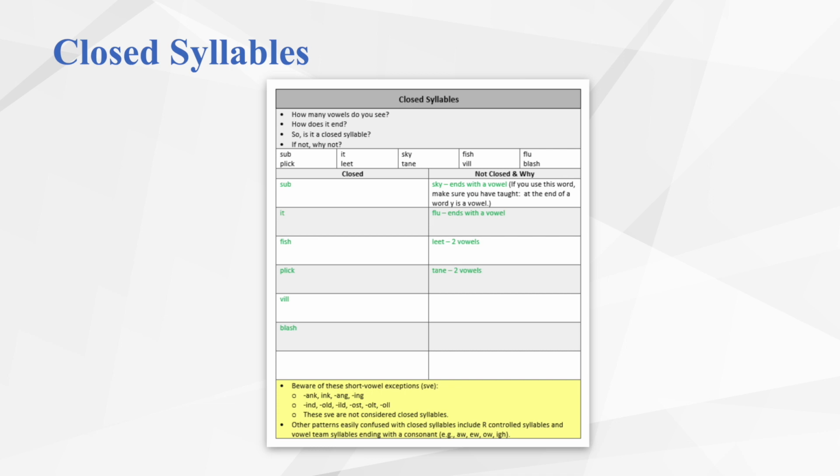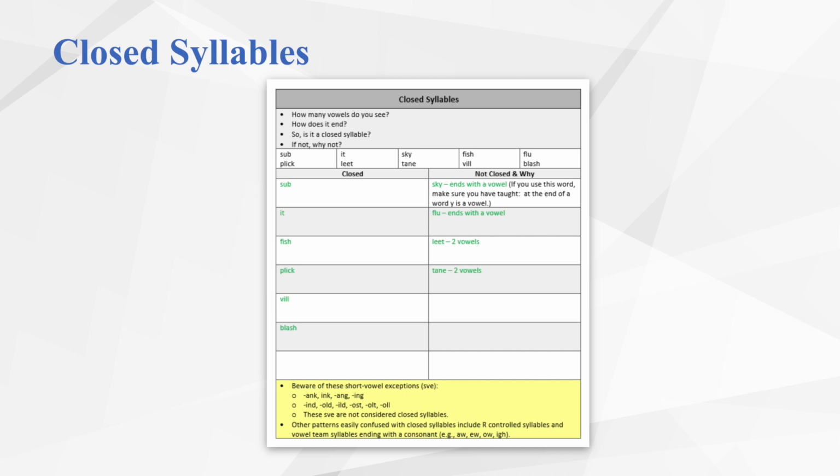L-E-E-T. How many vowels do you see? Two. So is it closed? No. So we put it in the not closed column. L-E-E-T, two vowels. Finally, T-A-N-E. How many vowels do you see? Two. Again, it goes in the not closed column, indicating that it has two vowels. We don't read the not closed column because they may or may not be fair words to our students.